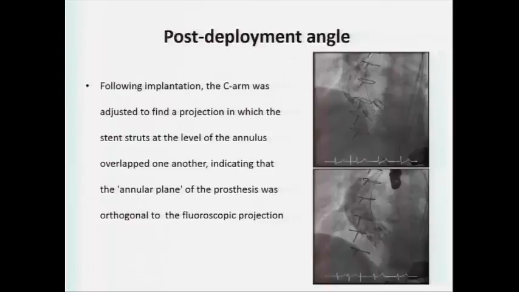To measure the post-deployment angle, this was done after the TAVI procedure, and initially we take by fluoroscopy, we find initially the projection might not be exactly coaxial, but by adjusting the angle, we eventually find a plane where the prosthesis is orthogonal to the fluoroscopic projection. And this we can see where there's overlap of struts. Here we can see there's no overlap of the anterior and posterior aspect, whereas here it is, so we know that we're orthogonal to the valve.